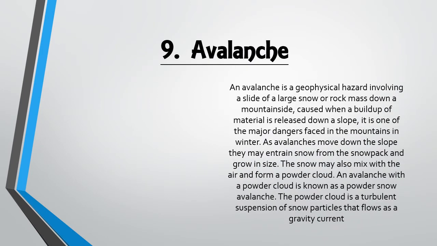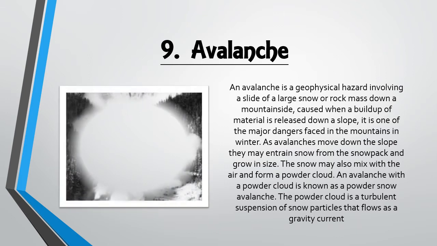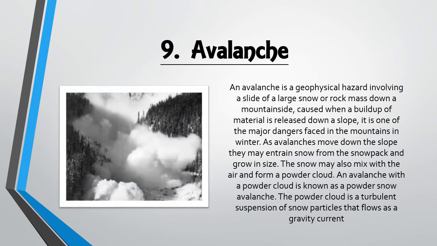Avalanche. An avalanche is a geophysical hazard involving a slide of a large snow or rock mass down a mountainside, caused when a buildup of material is released down a slope. It is one of the major dangers faced in the mountains in winter. As avalanches move down the slope, they may entrain snow from the snowpack and grow in size. The snow may also mix with the air and form a powder cloud. An avalanche with a powder cloud is also known as a powder snow avalanche. The powder cloud is a turbulent suspension of snow particles that flows as a gravity current.